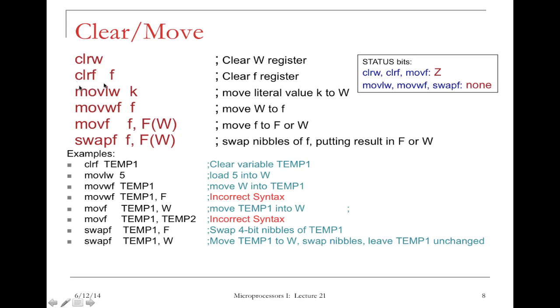Similarly, we can clear other registers by using CLRF and then f. This lowercase f here is a placeholder which has to be replaced by a real variable or location. Now, using the example of the CBLOCK, we declared variable 1. So what we can do here is CLRF variable 1. So that location will be cleared.